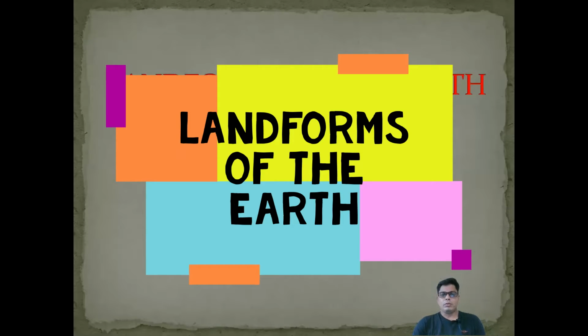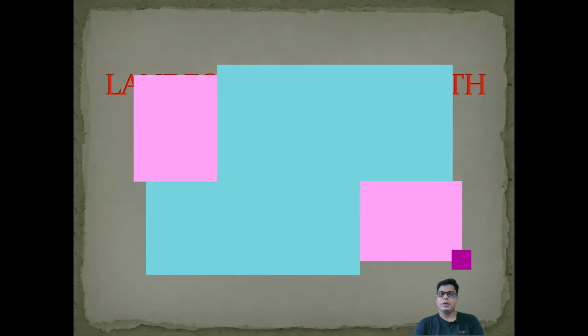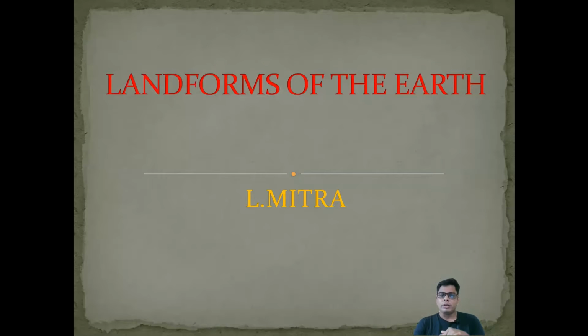So today we are going to discuss a very important chapter, that is the landforms of the earth. In this chapter, we are going to discuss the physical features located on the earth's surface. It may be mountains, plains, plateaus, lakes, oceans, whatever the physical features on the earth's surface, that we have to discuss in this video. So let's start.